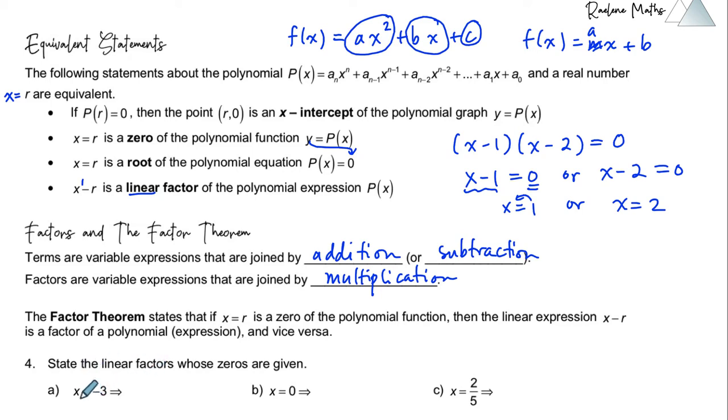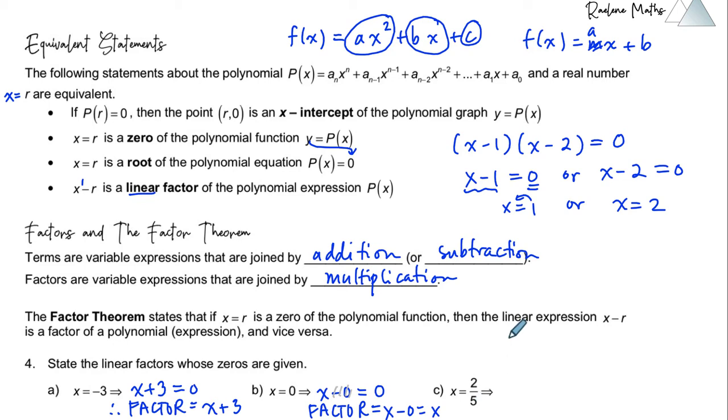And so if we have a zero of x equal to negative 3, then when we add 3 to both sides, we would get x plus 3 equals 0, and so therefore the factor would be x plus 3. Similarly, if x equal to 0 is the zero, then subtracting 0 from both sides, we get x minus 0 equals 0, and we don't really need to put this minus 0, and we get that the factor is just x. Now we could say the factor is x minus 0, but we can simplify that to x.